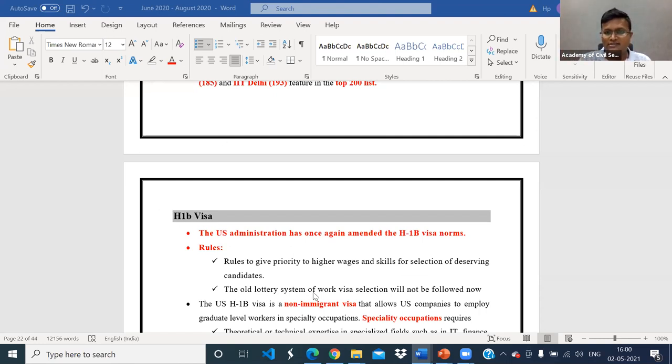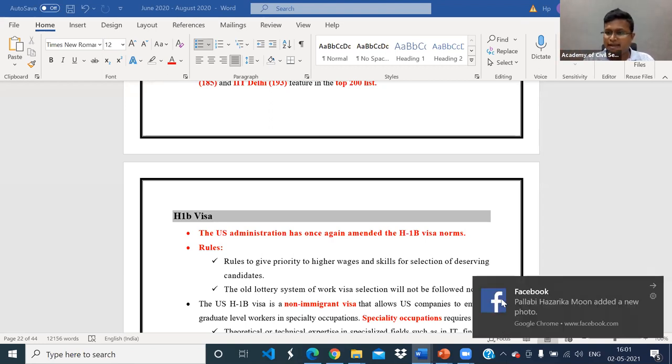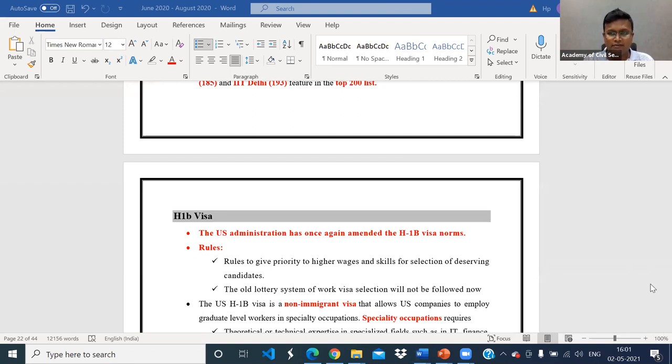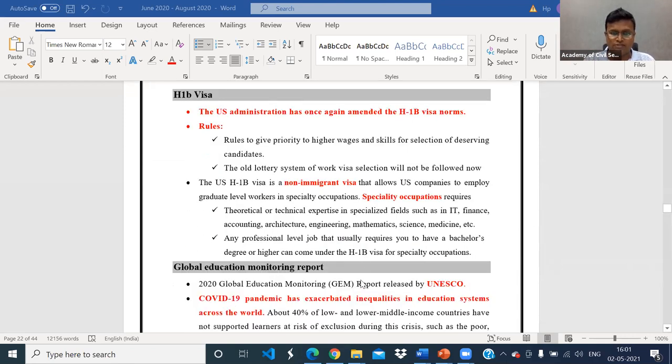The old lottery system of work visa selection will not be followed now. Earlier, imagine if the government decides to give 1,000 visas, and 2,000 applications come, they will put all the applications in a lot and pick some 1,000. Those who came by luck were given the visa. Now they have decided that they will look into the qualifications of the person, the expertise of the person, and the wage the person might get in the US. Based on that, they will decide the H-1B visa laws.